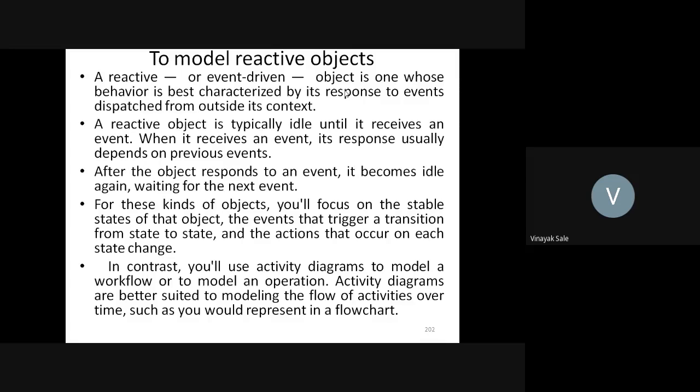A reactive object is typically idle until it receives an event. When it receives an event, its response usually depends on previous events. After the object responds to an event, it becomes idle again, waiting for the next event. For this kind of object, you will focus on the stable states of the object, the events that trigger a transition from state to state, and the actions that occur on each state change.